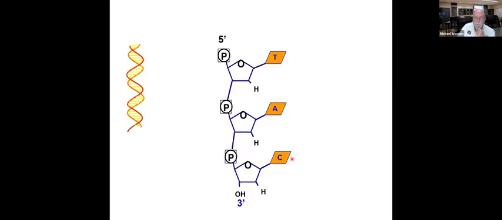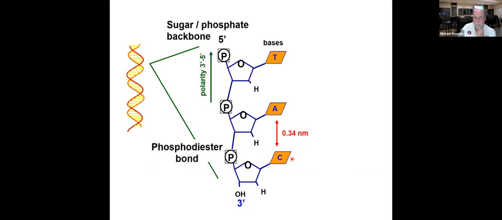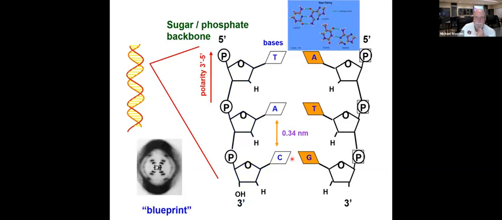And once again, if we look at what Watson and Crick were doing, they were sitting there and saying, okay, I've got this model. I'm going to take these phosphodiester bonds and hook them together. And then, of course, I'm going to take my bases and set them up some way like this. This is my blueprint.